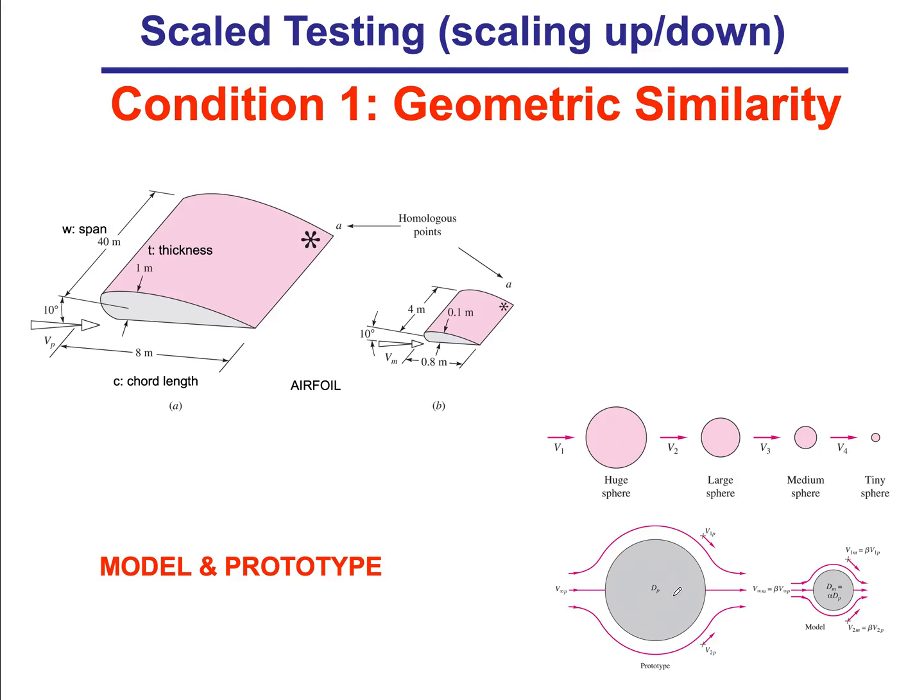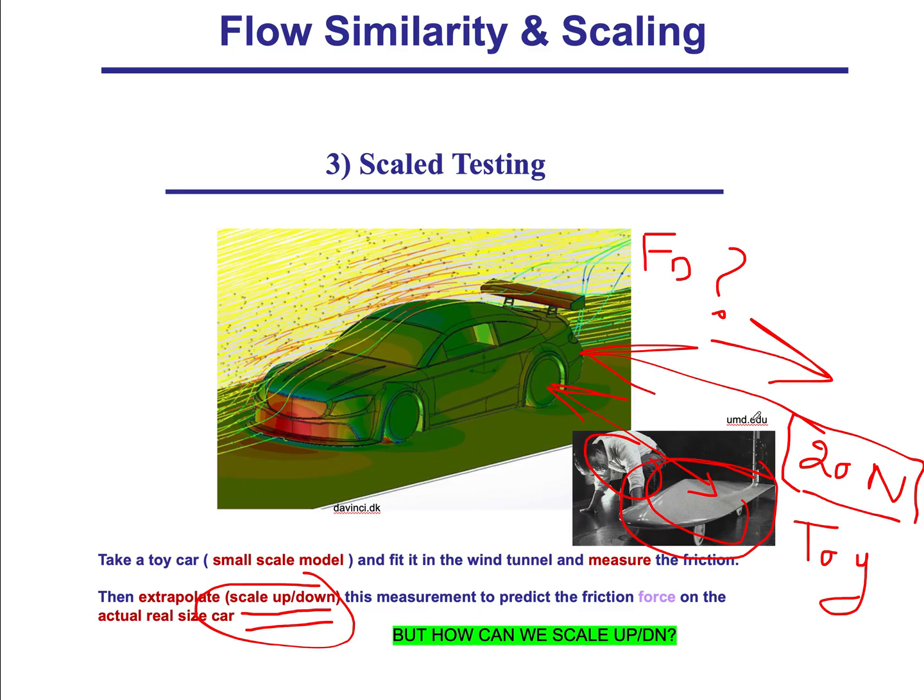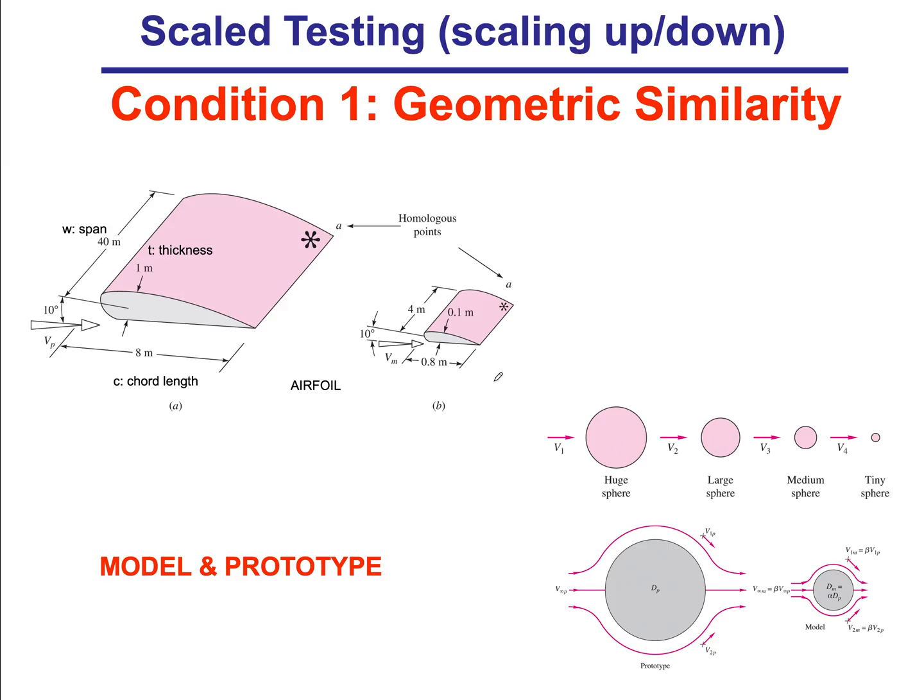So there are a couple of conditions for us to be able to extrapolate the results from the small scale test to the actual prototype. So let's define two terms. One is the model and one is the prototype. The prototype is the actual object, the actual car that we have in the previous figure, and the model is typically the toy model that you build.